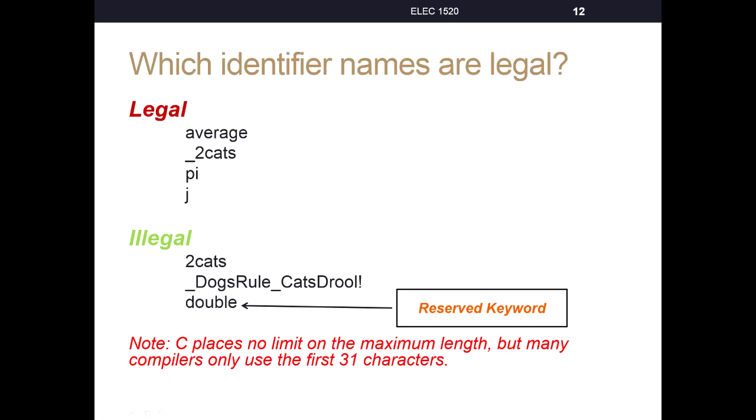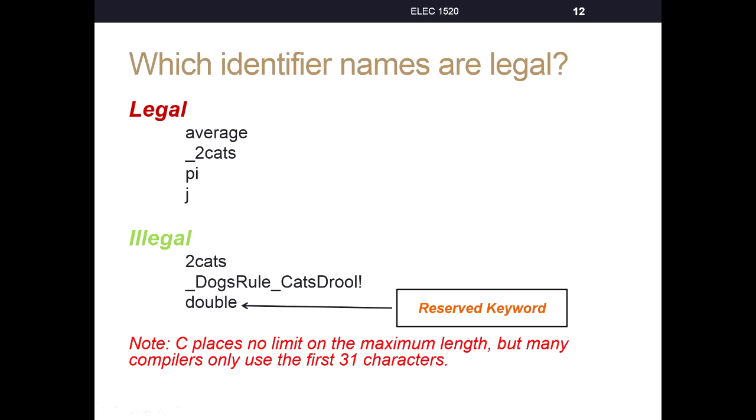Here we have some examples then of illegal names. 2 cats. Why do you think this one is illegal here? Well, we just said that we can't start an identifier name with a number, right? Remember, we can only start it with letters of the alphabet or an underscore.